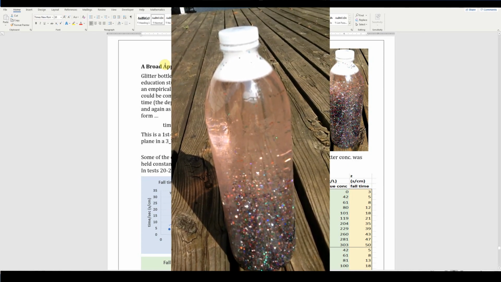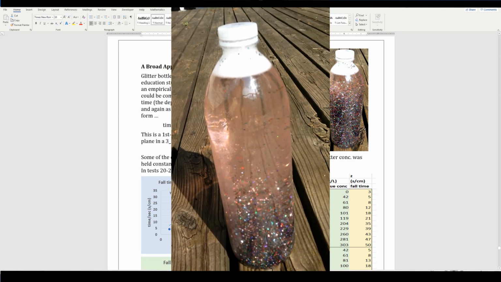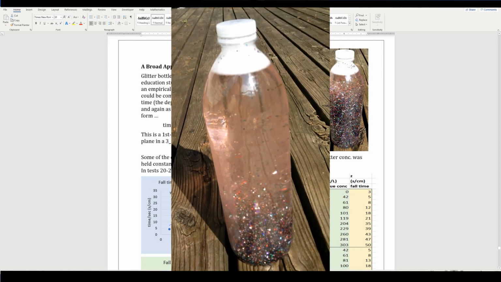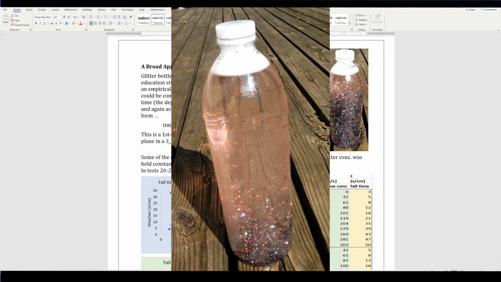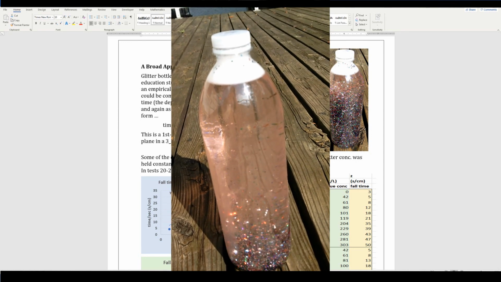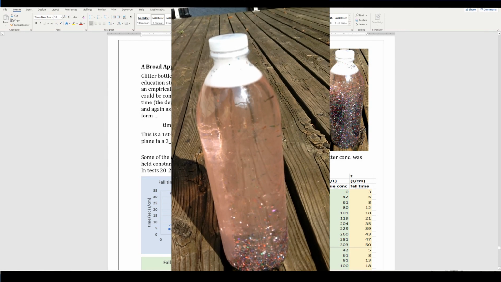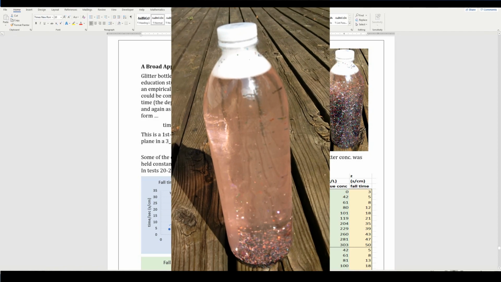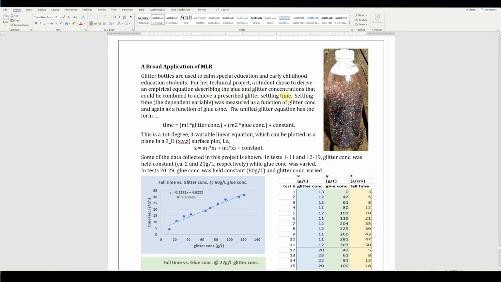So glitter bottles are used to calm special education and early childhood education students. Somebody's having a timeout, watch the glitter settle and compose yourself. Seems to work, apparently. So for her technical project, a student chose to derive an empirical equation describing the glue and glitter concentrations that could be combined to achieve a prescribed glitter settling time.